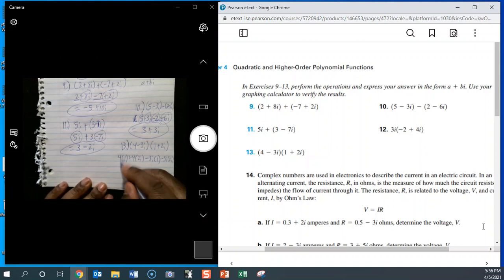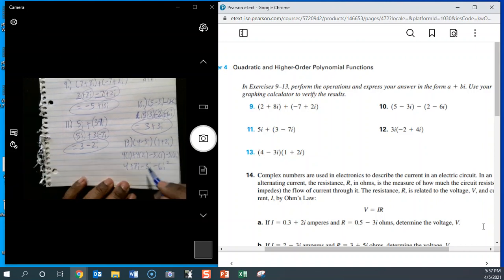So now we multiply this. This would be 4 plus 8i minus 3i minus 6i squared. So we need to change this 6i squared. i squared we know is -1. So it'd be minus 6 times a -1. So this will be 4 plus 8i minus 3i plus 6.